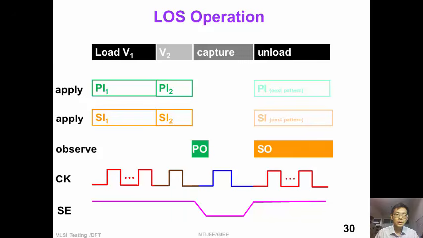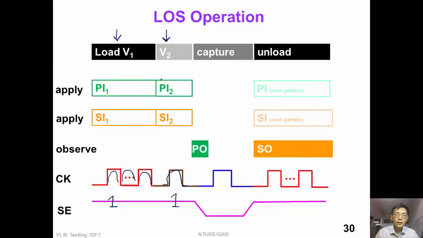This slide shows the launch-on-capture operation for two pattern tests. Initially, we load the first vector V1 by pulsing several clocks. At this time, scan enable is held constant 1. Followed by vector 1, we will apply vector 2 by another shift. At this time, scan enable is held at constant 1.